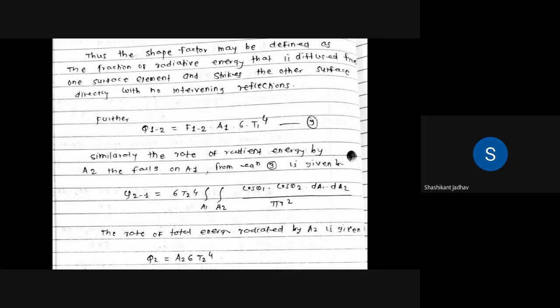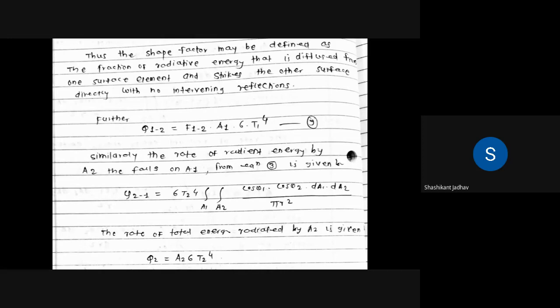Then further, we have to write down the equation for Q122 in the form of that shape factor. Q122 is equal to F122. How did we get this equation? We have equation number 8: Q122 divided by Q1 is equal to F122. So from that, Q122 is equal to F122 into Q1.